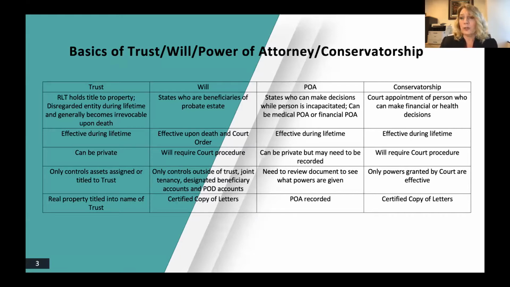And then we have a conservatorship. A conservatorship is a court process where the court appoints a specific person. It could be a professional fiduciary, it could be a family member, it could be a friend. The court appoints a specific person to take care of that person's financial matters or their healthcare and their personal decisions. These are only effective once the powers are granted by a court, and then, once again, the letters that the court issues are generally recorded.